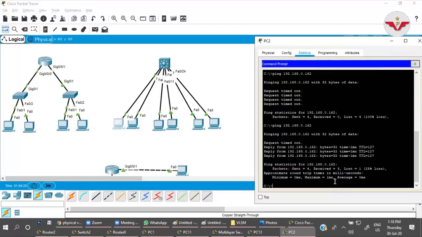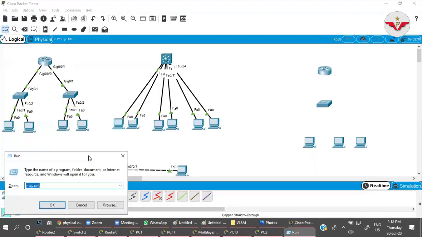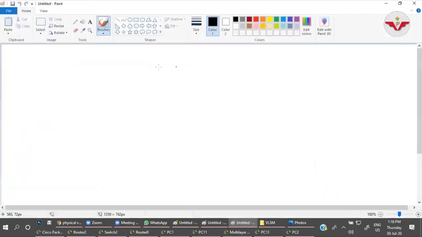Done, guys. So here also we can see that VLAN configuration can be done by using a layer 3 switch. And what is the command which we use here? Let me write it down here so that you can make a note. VLAN using layer 3 switch.